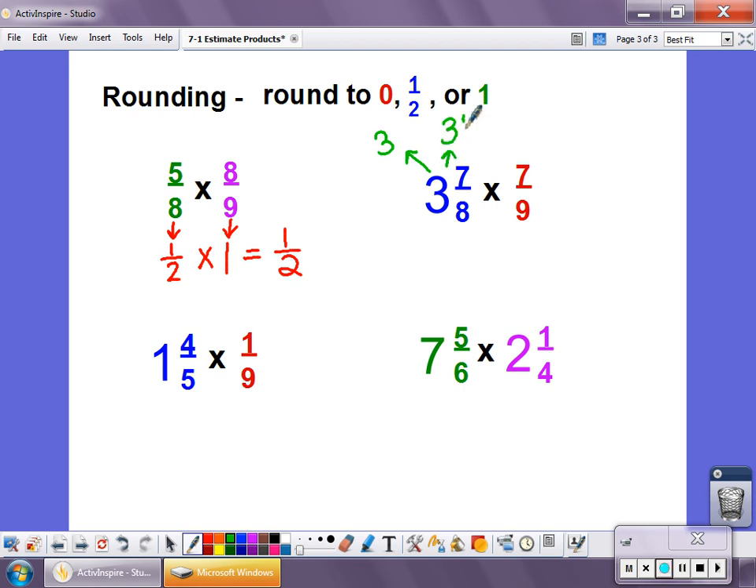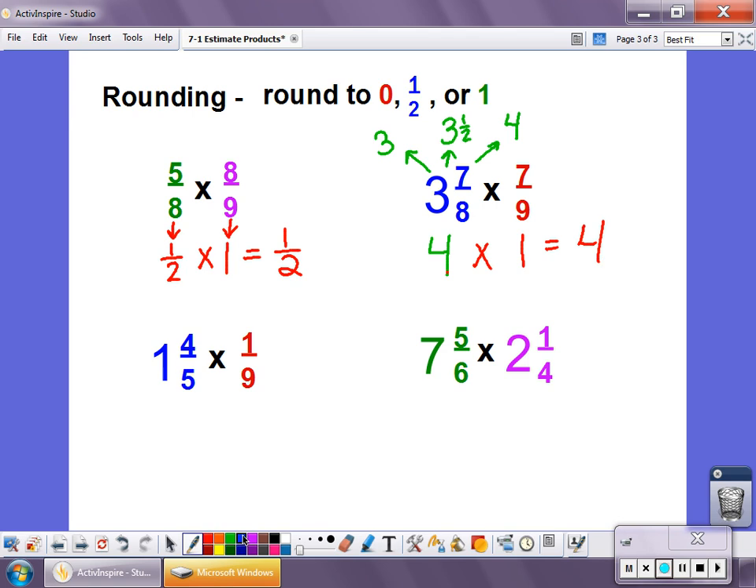Is it close to 3 1/2? Or is it closest to 4? Okay, when I look at 3 and 7/8, 7/8 is almost a complete thing, so that's going to be close to 4. Then I'm going to look at 7/9. 7/9, half of 9 would be 4 1/2, so 7/9 is much bigger than that. So if I were going to round this, I would round this up to a whole. So I have 4 times 1 means my answer is going to be about 4.